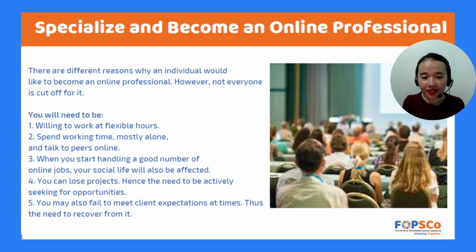Second is spending working time mostly alone and talking to peers online. This is quite unfortunate, but it is a general part of becoming an online professional, since it's a work from home job. So basically, you don't need to go or report to the office. It's not necessary. So you work on your own, and you only get to communicate with people virtually. Third, when you start handling a good number of online jobs, your social life will also be affected. It's correlated, since you will be spending most of your time working online, so it compromises your social life.